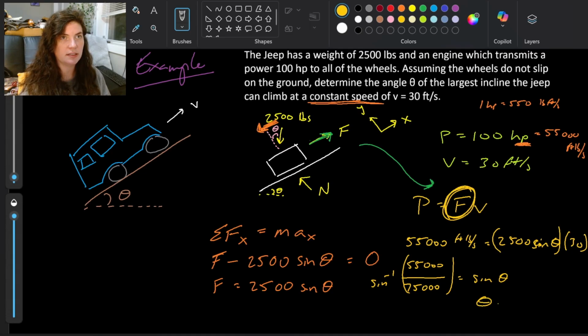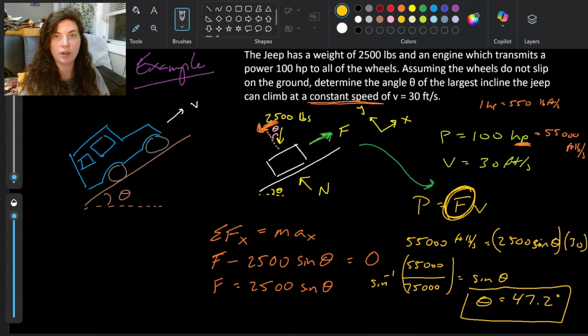And I get from my calculator an angle of 47.2 degrees. So my Jeep, when it's traveling at a constant speed of 30 feet per second, can climb up a hill of 47.2 degrees without slipping, which is pretty impressive.